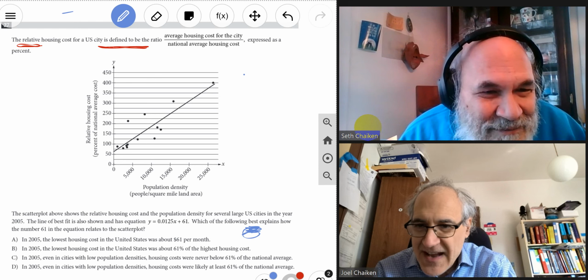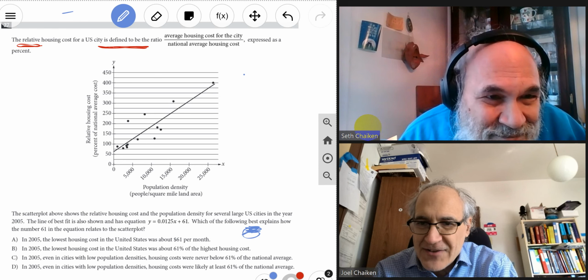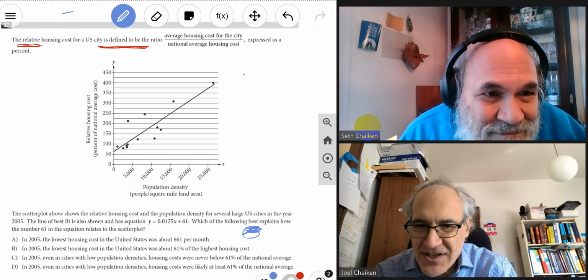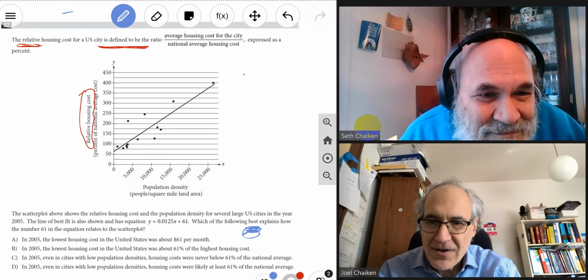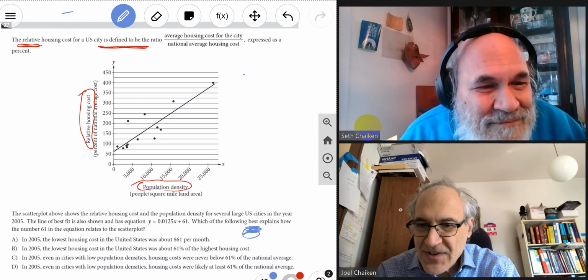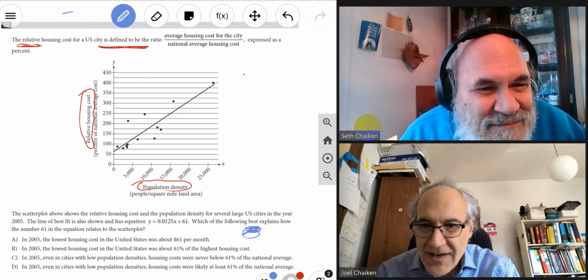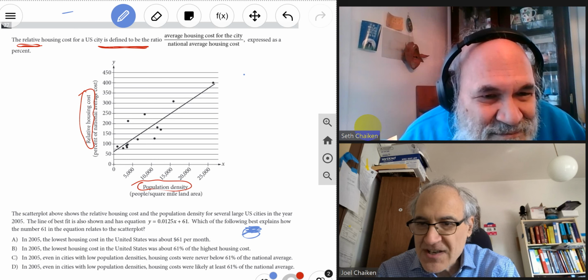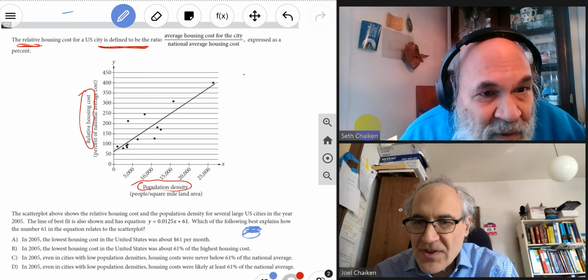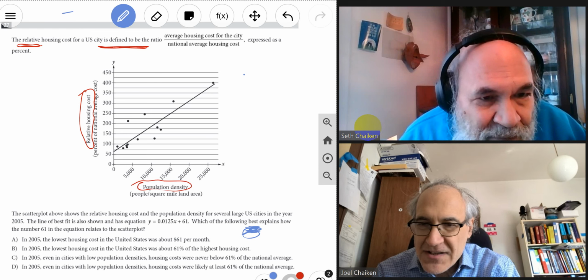The scatter plot above shows the relative housing costs and the population density for several large U.S. cities in the year. The line of best fit is also shown and has this equation, which is linear. Which of the following best explains how the number 61 in the equation relates to the scatter plot?